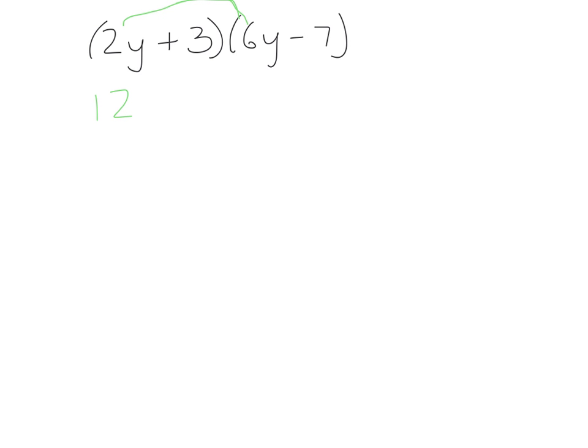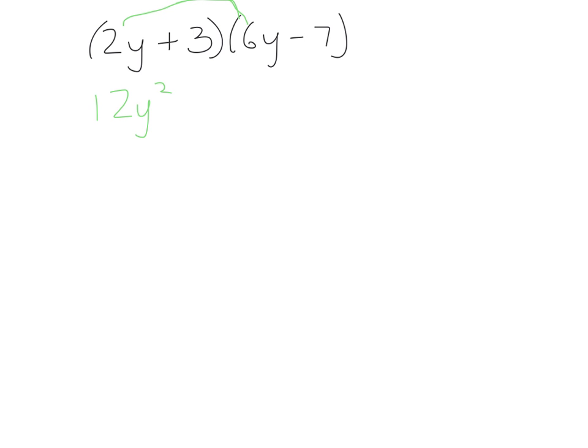Okay, for my third example, I'm going to start with 2y instead of just y. (2y + 3)(6y - 7). I'm going to distribute twice, or FOIL. So that means I'm starting with the first term times the first term. 2y times 6y is 12y squared.